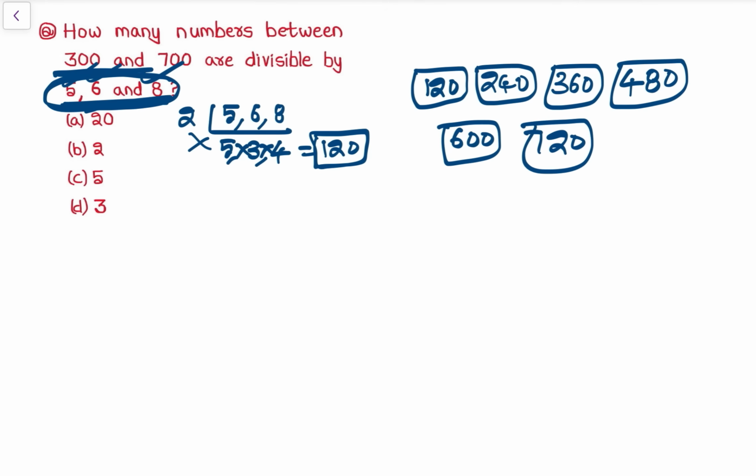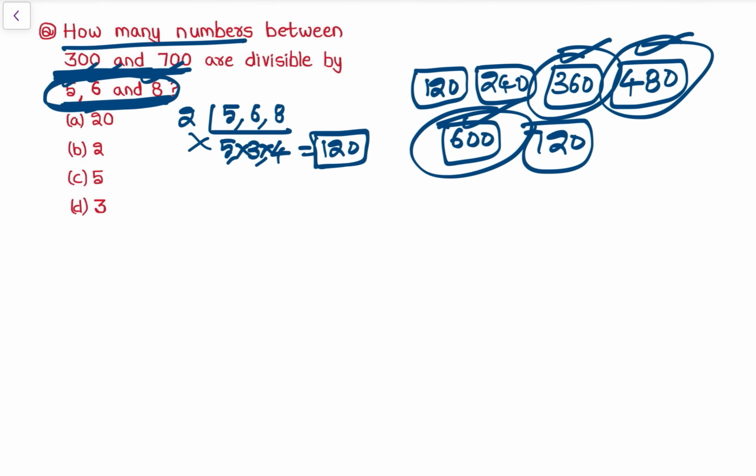हमें पूछा भाई 300 और 700 के बीच में. So 1, 2, 3. So how many numbers are there? There are 3 numbers, that is 360, 480 and 600 are the numbers divisible by 5, 6 and 8. So how many are there? 3 numbers are there.